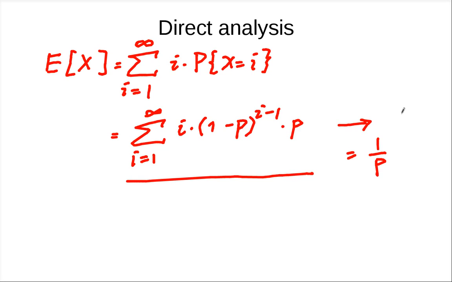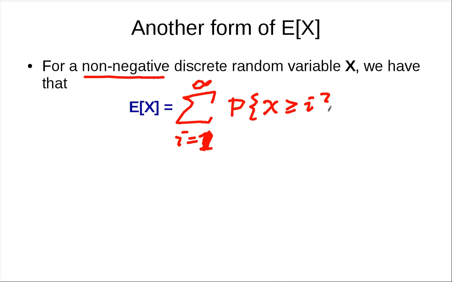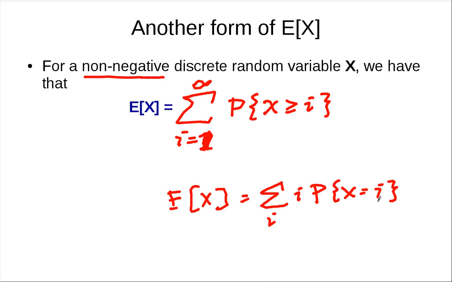Okay, we're going to do something different here. We're going to use another form of expectation, which you will prove as well in the exercise. For a non-negative discrete random variable, it has to be non-negative and an integer random variable as well, the expected value of x is the sum from i equals 1 to infinity of the probability that x is at least i. The messy part, the i, is gone here. The usual definition is the sum for every value of i of i times the probability that x equals i, so this part is gone.